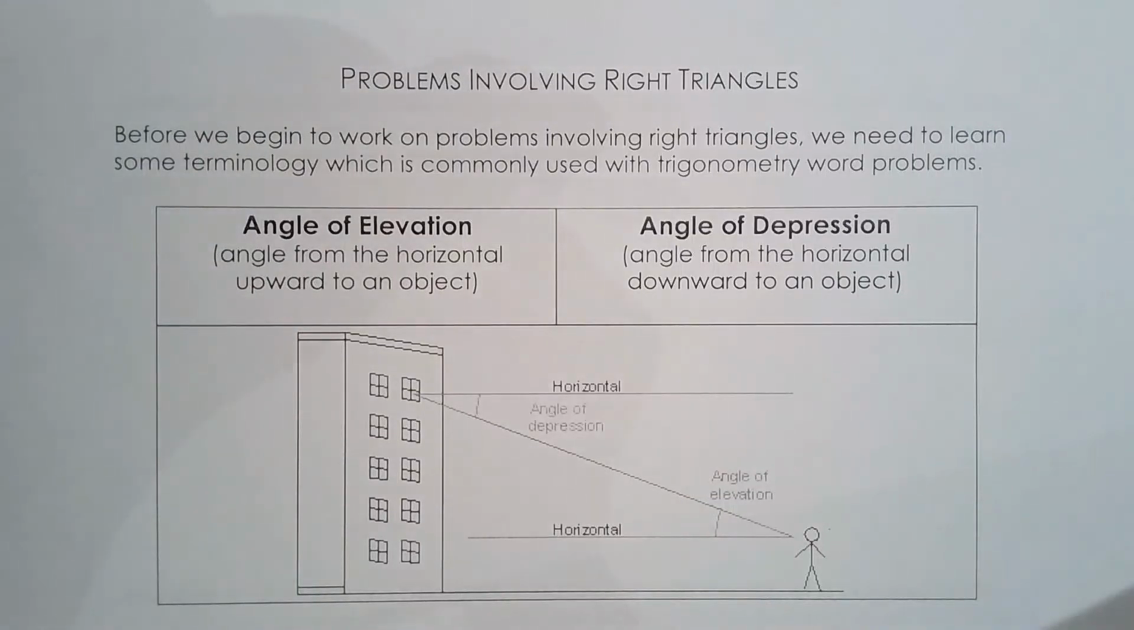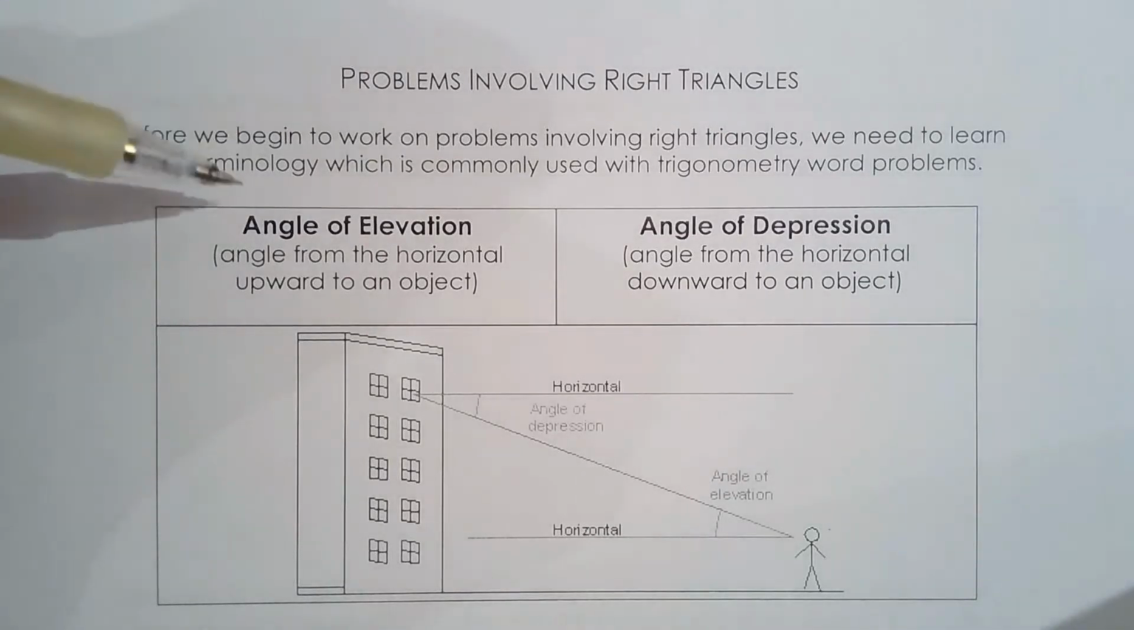In this lesson, we'll be solving problems involving right triangles. So from our previous lesson of working with the primary trigonometric ratios, we are hopefully ready to solve problems involving right triangles. Before we solve some of these problems, though, I wanted to talk about two math terms which will be used when we work with these problems.